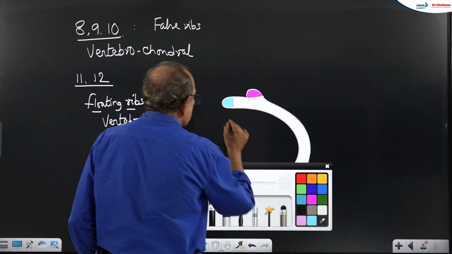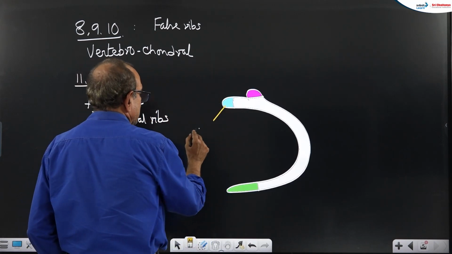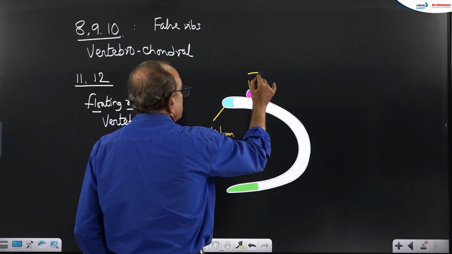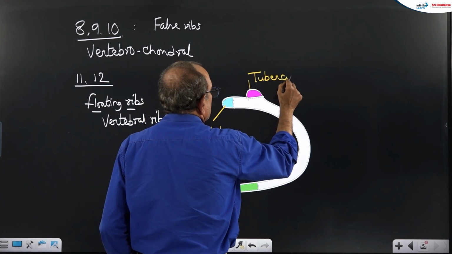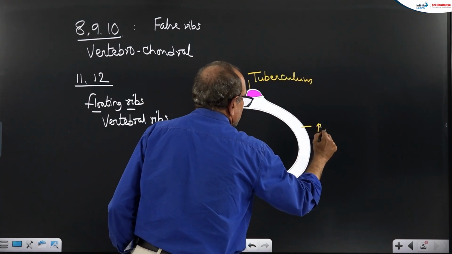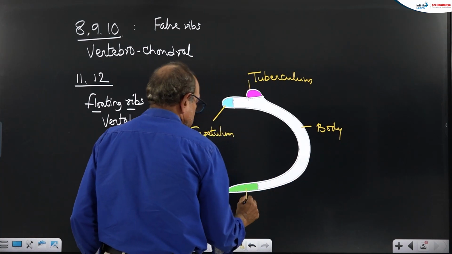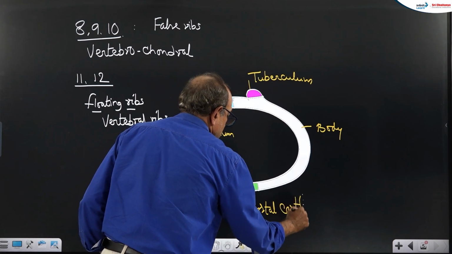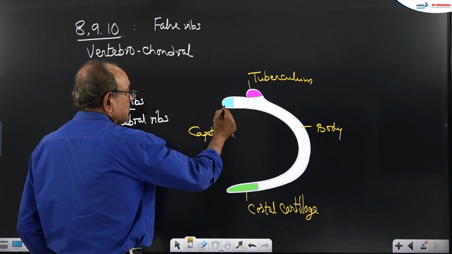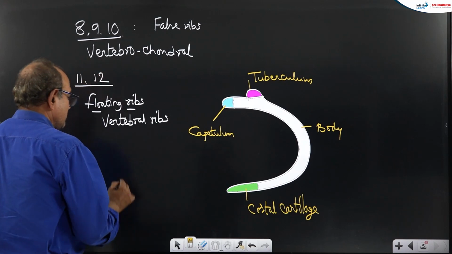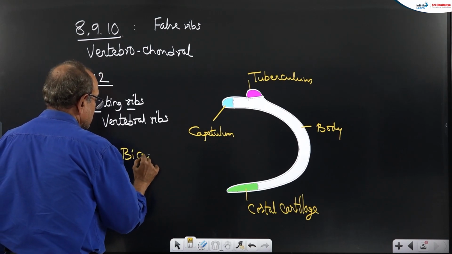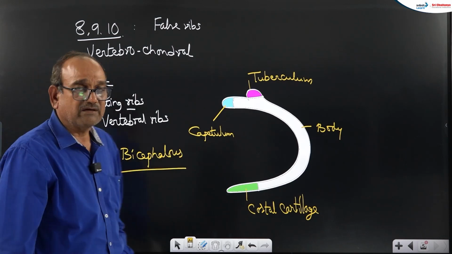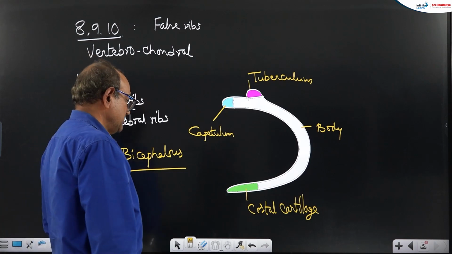This is the capitulum. This is the tuberculum. This is the body, and this is the costal cartilage. As there are two heads, the ribs are described as bicephalous. Our ribs are bicephalous ribs or bicephalic ribs. These are the total 12 pairs of ribs.